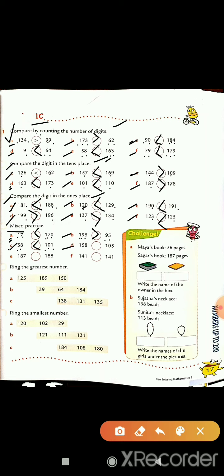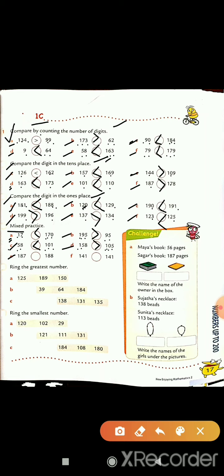Next, D, 158, 105. Both the numbers are having same number of digits, so here we cannot compare it by counting the number of digits. What is there in the hundreds place? Here 1 is there, and here also 1 is there, so again we cannot compare it. So move on to the tens place. At the tens place, 158 is having 5, and at the tens place 105 is having 0. So 5 is greater than 0, so 158 will be greater than 105.